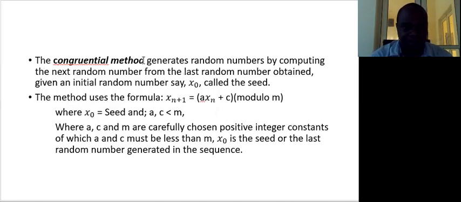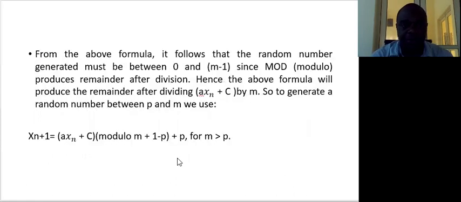The linear congruential method generates random numbers by computing the next random number from the last random number obtained. Given an initial random number, let's say x naught, which is called the seed value, the method uses the formula x_{n+1} = (a x_n + c) mod m, where x naught represents the seed value. a and c and m are carefully chosen positive integer constants, of which a and c must be less than the modulus m. x naught is the seed or the last random number generated in the sequence.